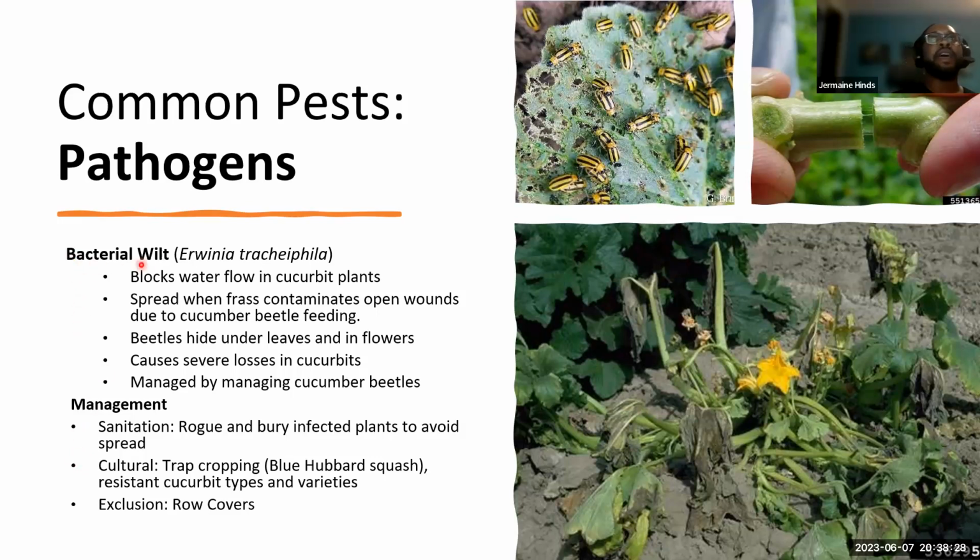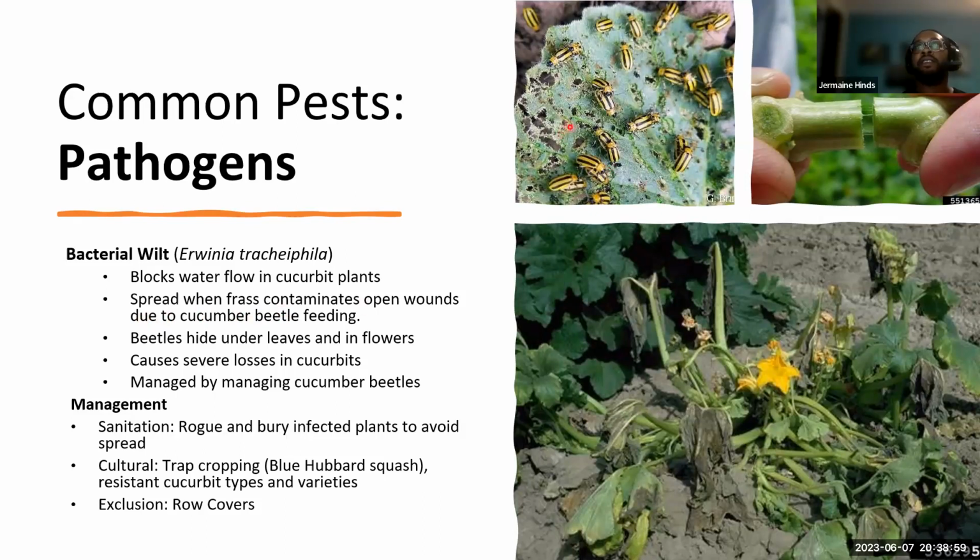Pathogens. So bacterial wilt is a disease pathogen that's typically in cucurbits. So your melons, your squash, cucumbers, things like that. So what this bacterial disease does, it blocks up the vascular tissue of plants, so it stops plants from being able to transfer water effectively. And so this pathogen is spread when poop is spread between open wounds due to cucumber beetle feeding.